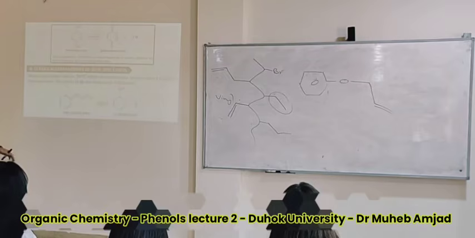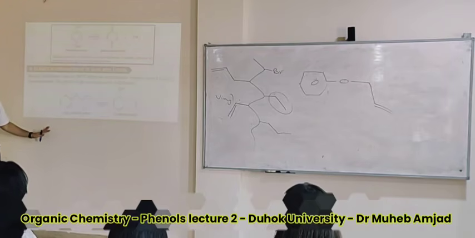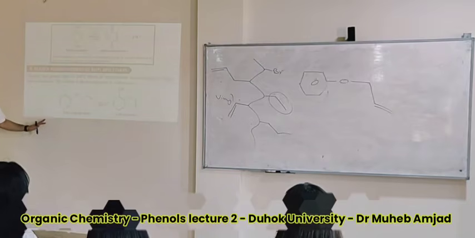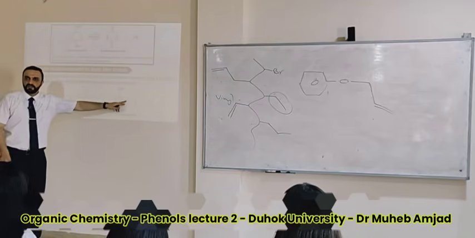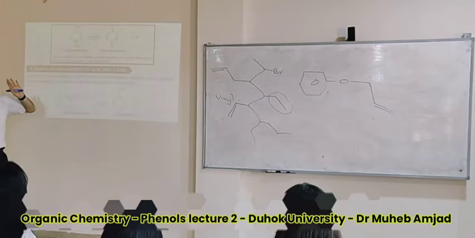It is like hydrogen bond. We have two types: intermolecular hydrogen bond and intramolecular hydrogen bond. The same thing. So the product of the rearrangement is ortho-allyl phenol. Look, from the ether, it gives you phenol. From the ether, it gives you phenol.